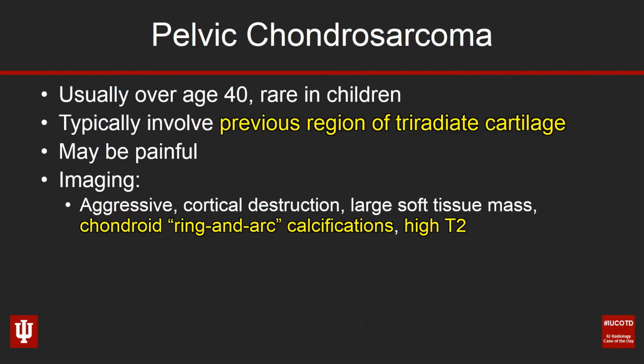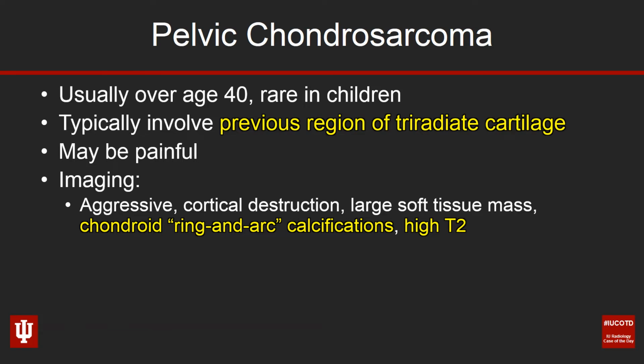This is a case of pelvic chondrosarcoma. Chondrosarcomas in general are the third most common primary malignant tumor of bone following multiple myeloma and osteosarcoma. It usually occurs in patients over the age of 40 and is rather rare in children. Pelvic chondrosarcomas typically involve the acetabulum in the previous region of the triradiate cartilage. It can also invade the hip joint, as in this case, and can have iliac adenopathy.